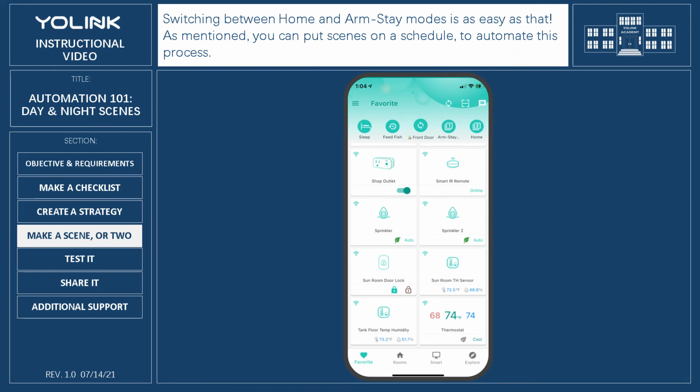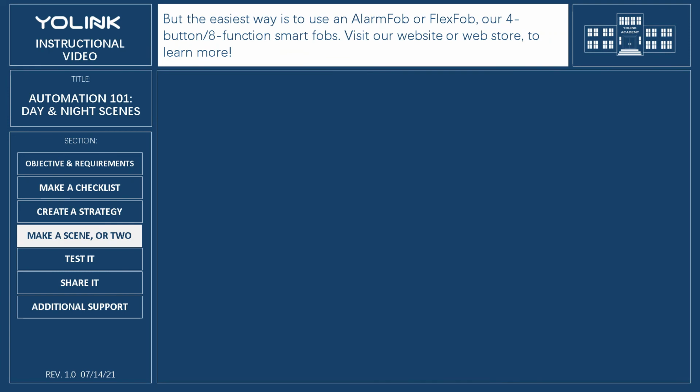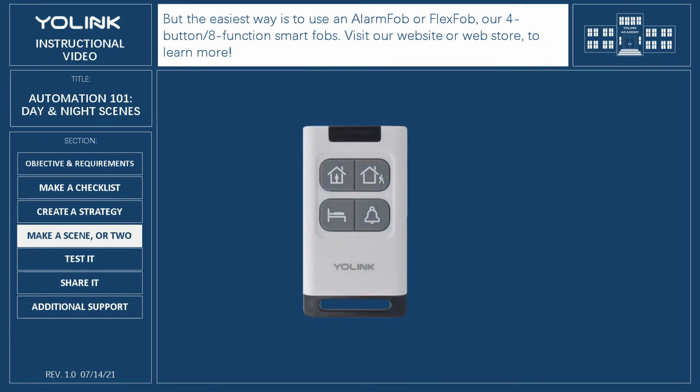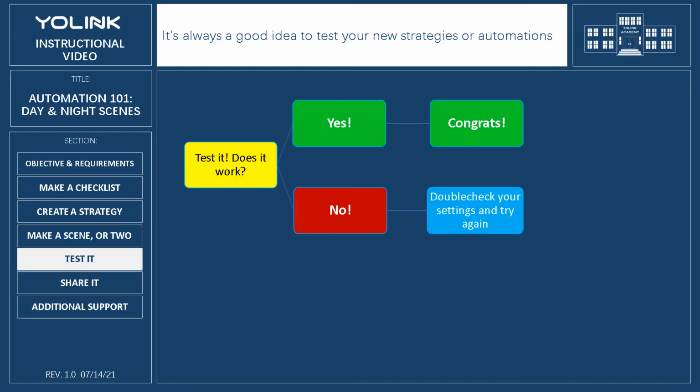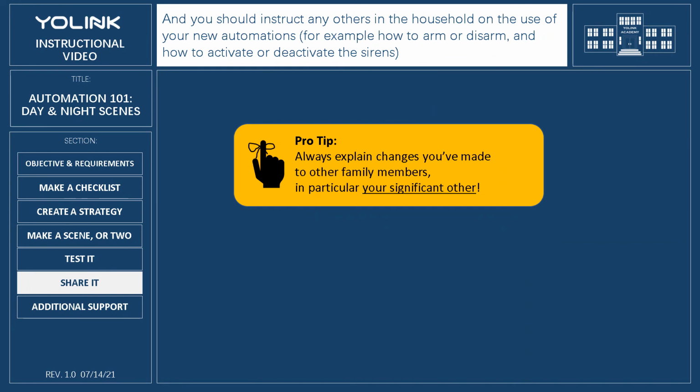As mentioned, you can put scenes on a schedule to automate this process. But the easiest way is to use an alarm fob or flex fob, our 4-button, 8-function smart fobs. Visit our website or web store to learn more. Testing. It's always a good idea to test your new strategies or automations. And show or explain them to others in your household.